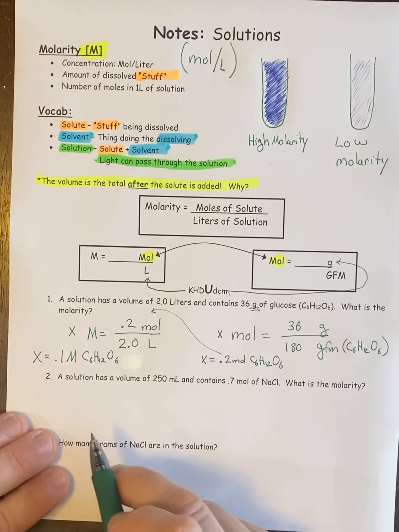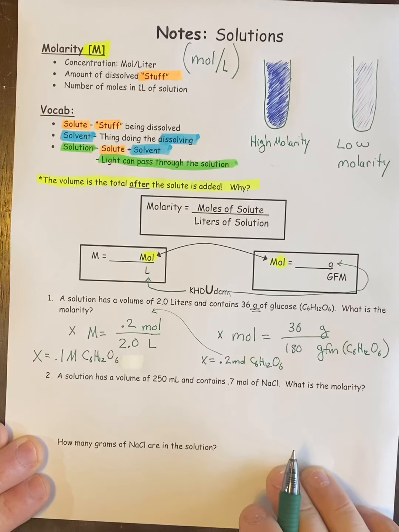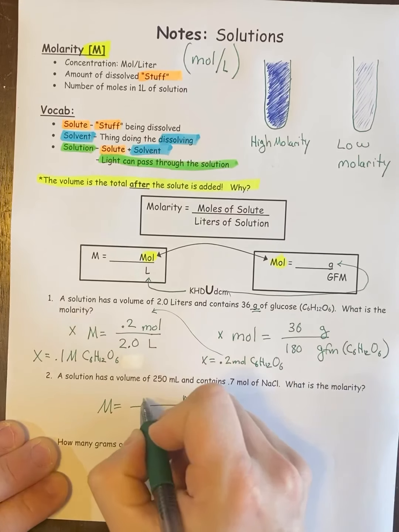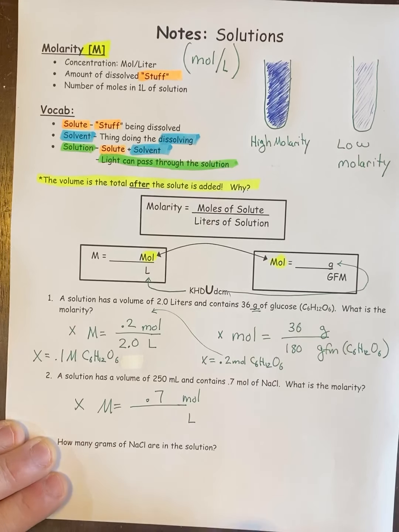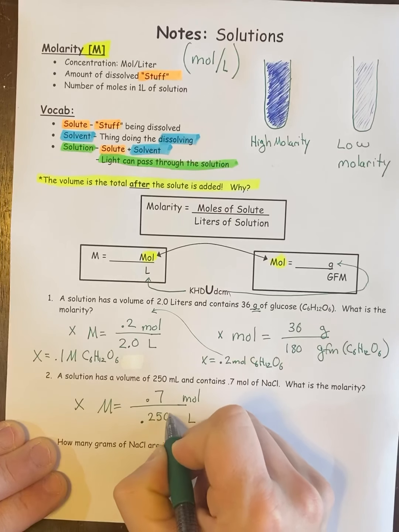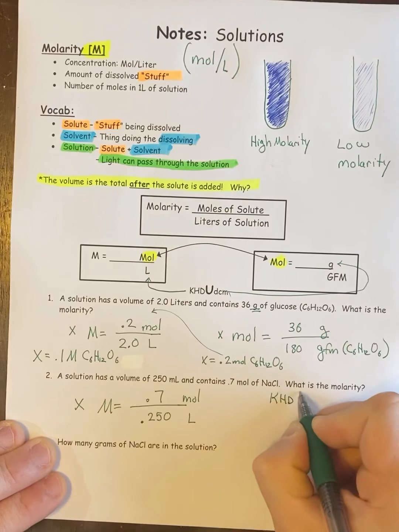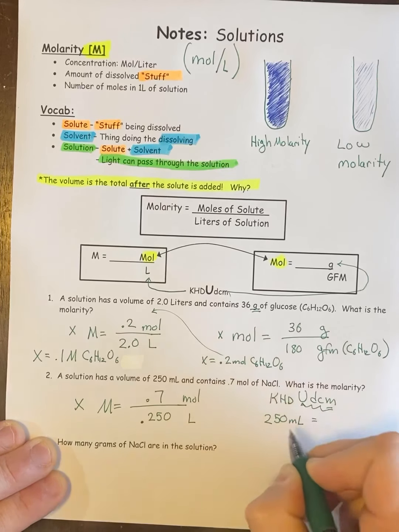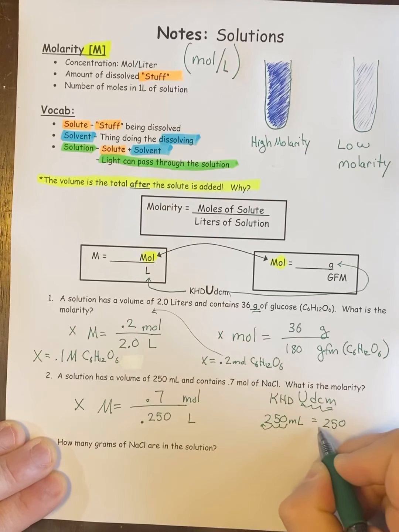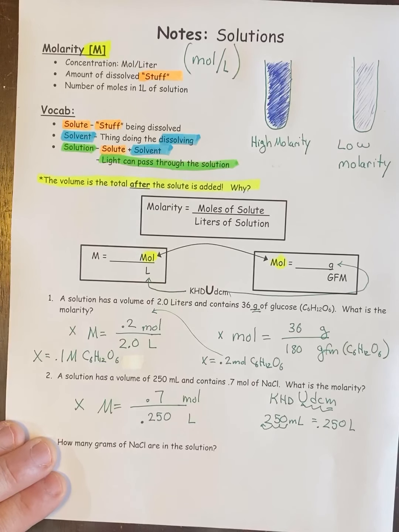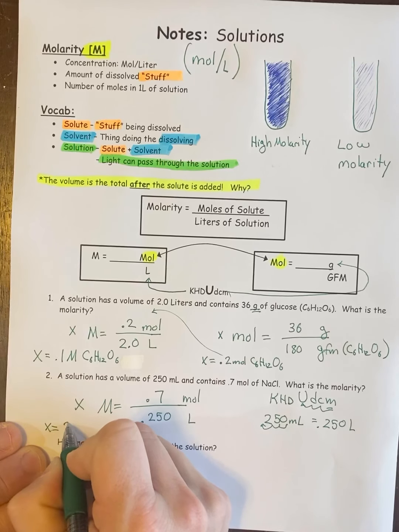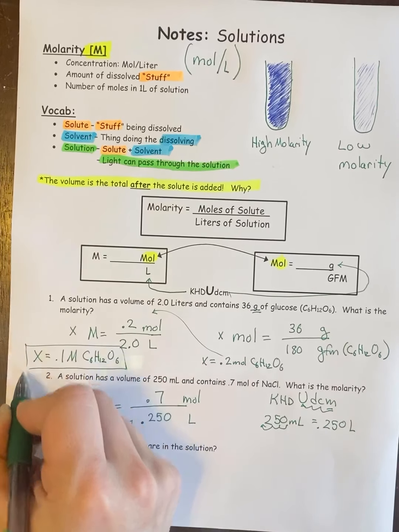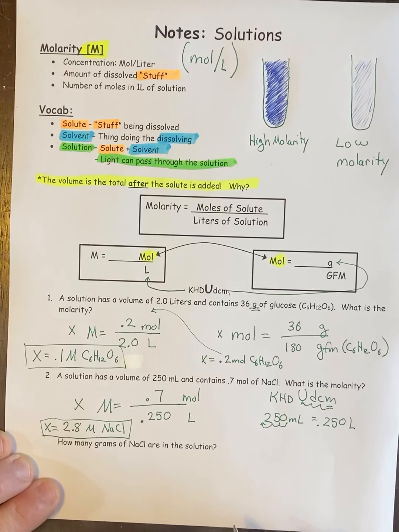Number 2. A solution has a volume of 250 milliliters and contains 0.7 moles of NaCl. What's the molarity? So they gave me 0.7 moles. They want molarity, and they gave me 250 milliliters, which when I use King Henry is 0.250 liters. That's where that came from. To go to liters, I move the decimal 3 to the left. So I get 0.250 liters. Divide the two numbers, and you end up getting 2.8 molar NaCl.